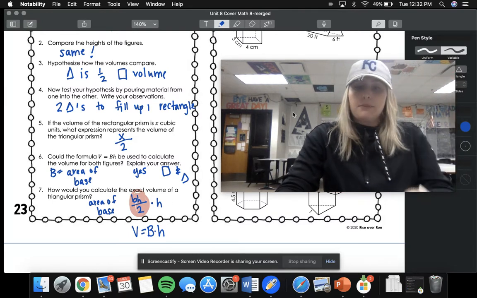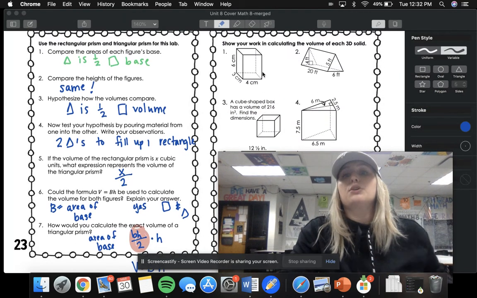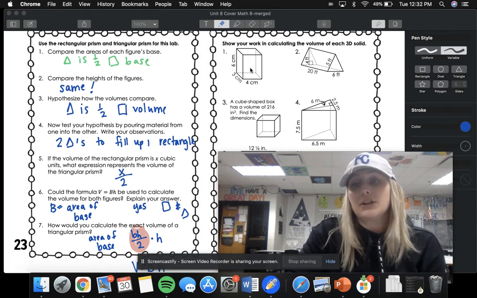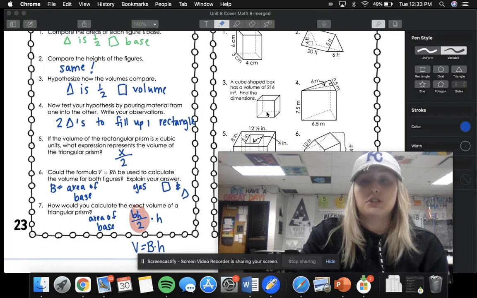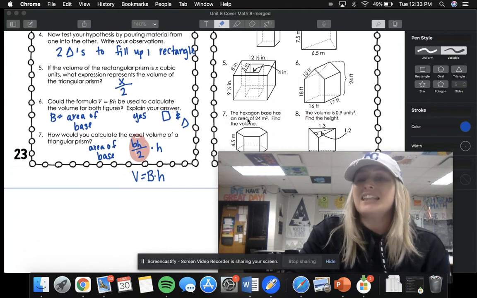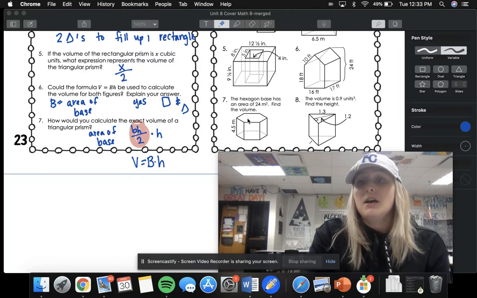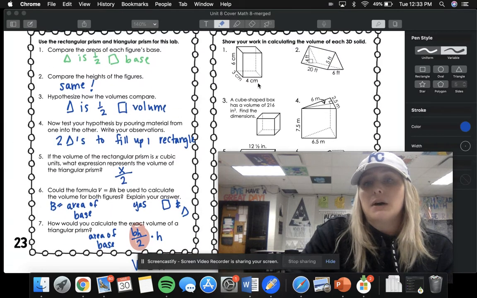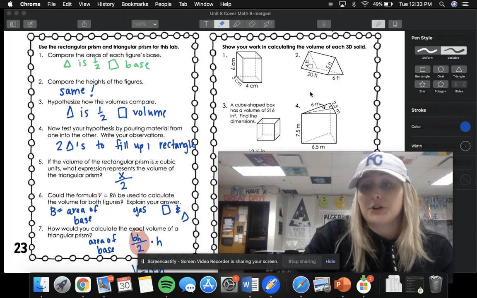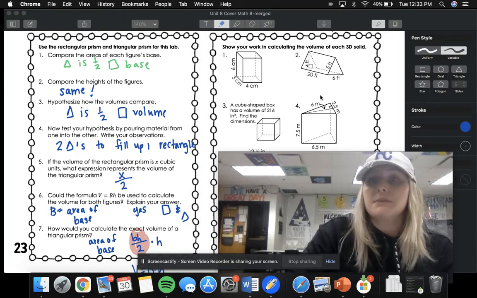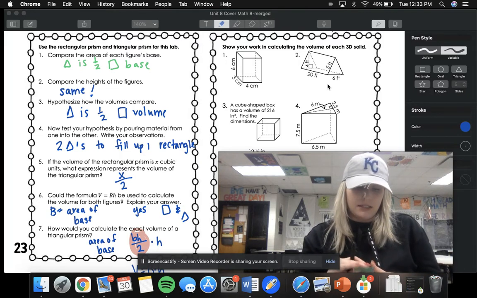So today we're going to practice all these different kinds of shapes that are on page 23, okay? We have rectangular prisms, some triangular prisms, some cubes, some more triangular prisms, and then some of these weird, funky shapes, just seeing if you can understand the concept of volume. I'm going to help you with number 2, and then you are going to try the rest of them on your own.